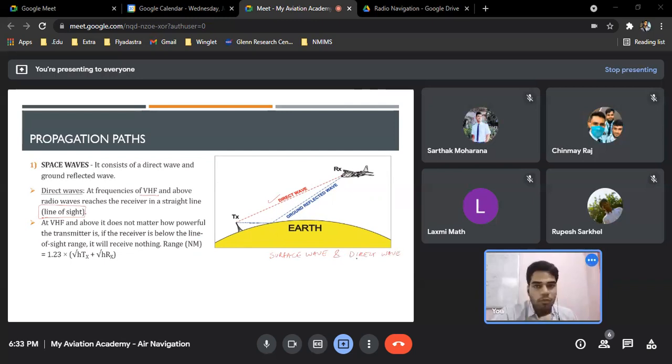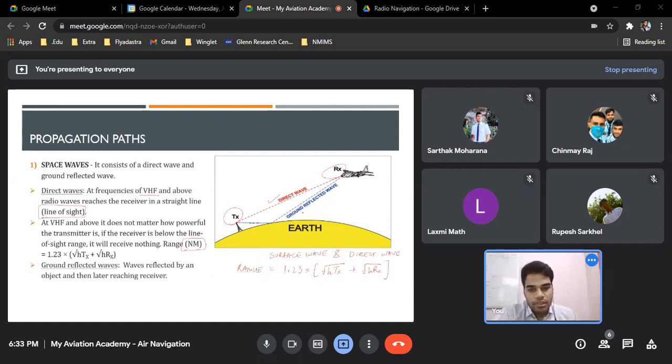You can always calculate with the help of power, but if power is not given in the question, how will you calculate the range? Range is basically 1.23, open the bracket, root of height of the transmitter, plus root of height of the receiver. This will give you the range that your radio wave can travel. The answer is always in nautical miles, because in aviation distances are always calculated in nautical miles.